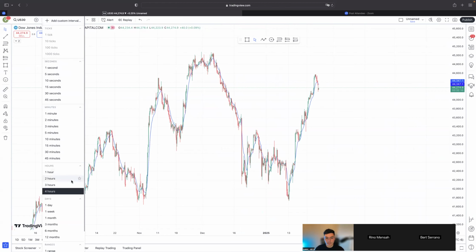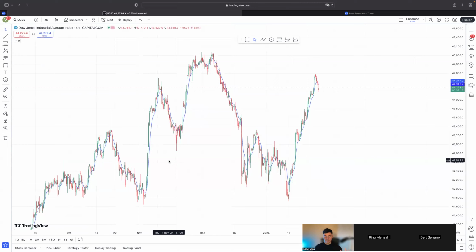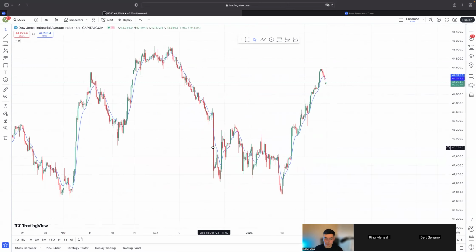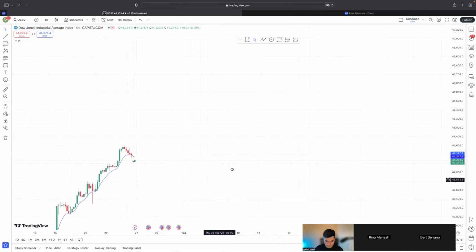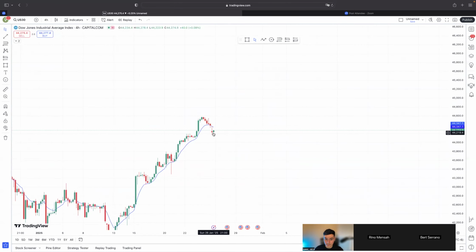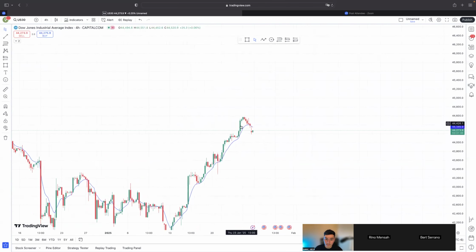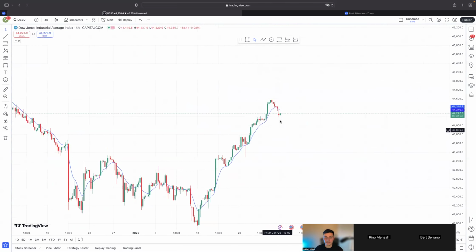Whenever you are looking at TradingView on the 4 hour time frame, this is how the market looks in every single 4 hours. Every single candle is a 4 hour time frame. So this happened in the last 4 hours. This little green candle happened in the last 4 hours, and the previous red candle happened in the last 4 hours. So every single candlestick means that the movement happened within a 4 hour time frame.